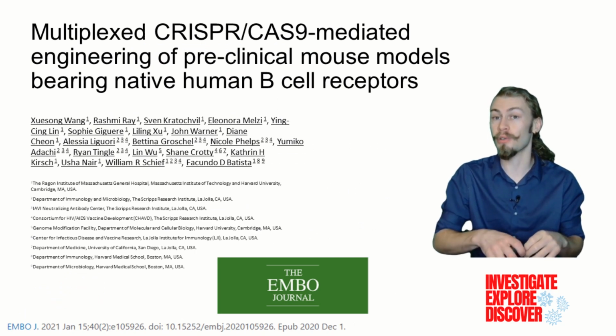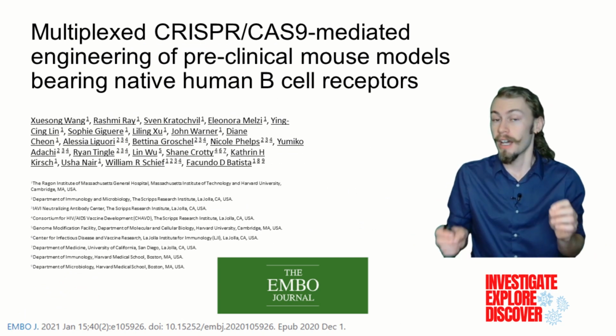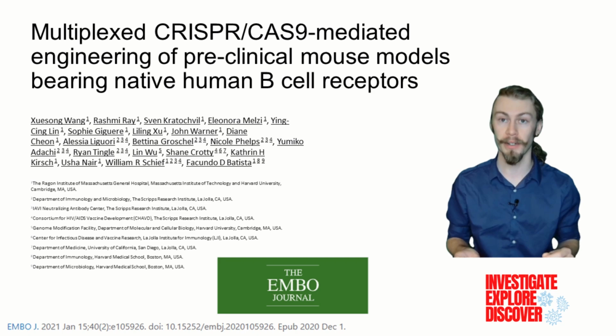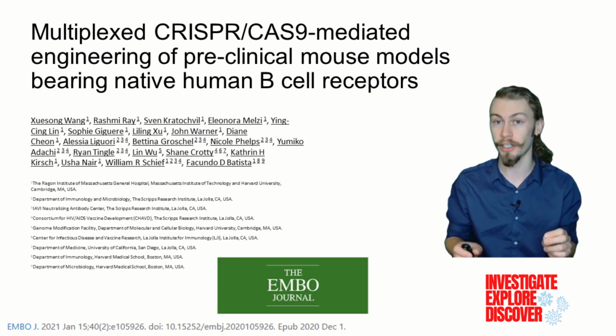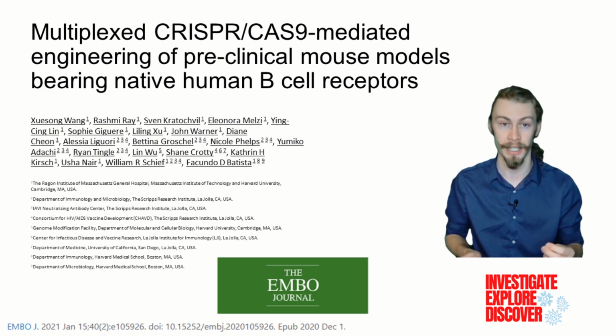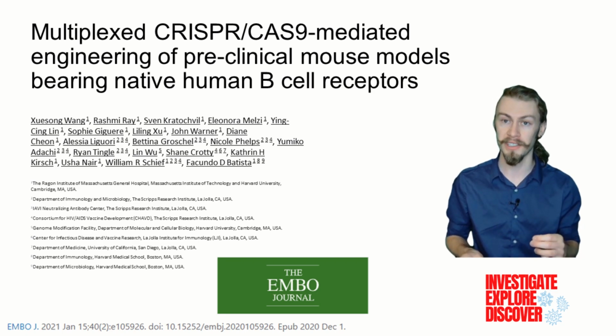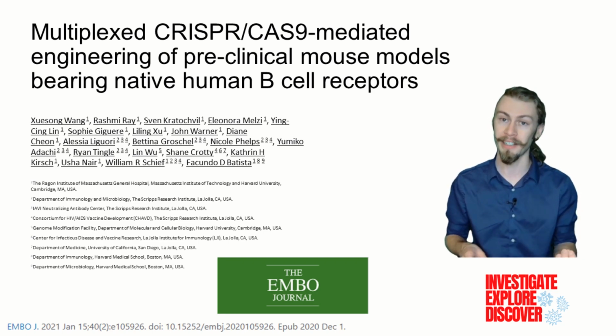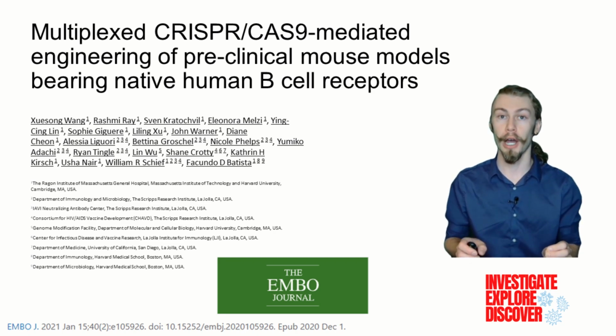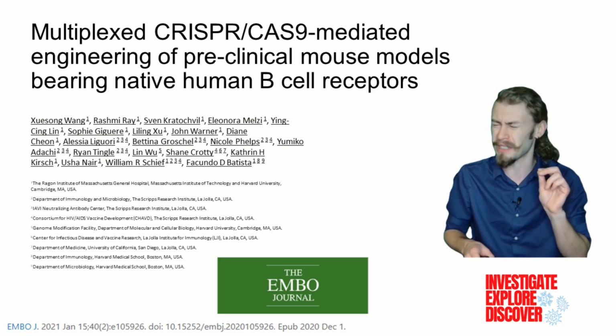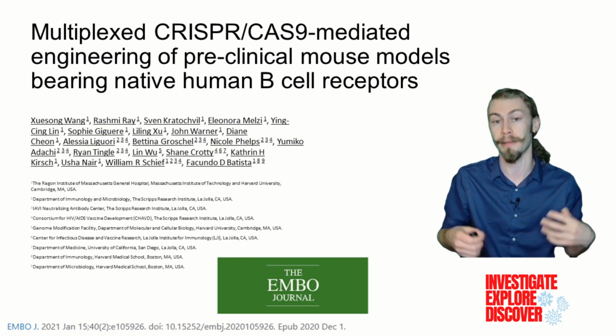This brings us to the paper that we're focusing on today. This paper is called Multiplexed CRISPR-Cas9 Mediated Engineering of Preclinical Mouse Models Bearing Native Human B-Cell Receptors by Wang et al. from the Ragon Institute of Massachusetts General Hospital of MIT and Harvard University in Cambridge, Massachusetts, USA. In this paper, the authors assessed the functional implications of using a rapidly acting protocol for inserting specific human B-cell receptor pairs onto mouse B-cells.